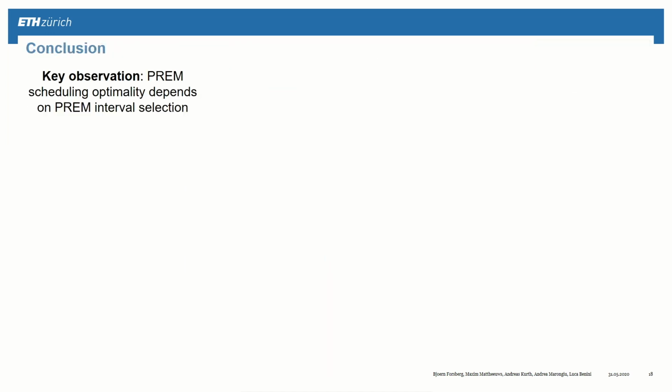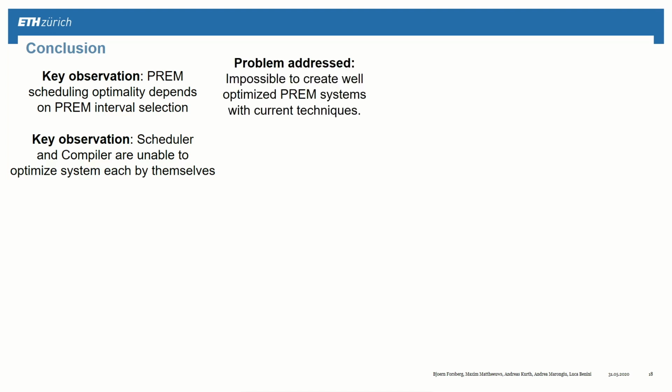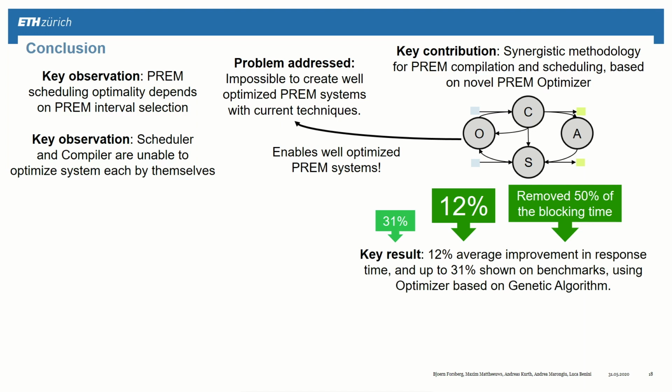So in conclusion, we have observed that scheduling optimality depends on PREM interval selection, but because the interval selection and the scheduling are disconnected, these 2 tools are by themselves unable to create an optimized system. Therefore, by using current techniques, you will never be able to reach the optimum even if you have individually optimal schedulers and compilers. Therefore, we propose a synergistic methodology for both compilation and scheduling based on a new PREM optimizer which solves this problem, as we saw in the key results, having a 12% average improvement in response time and up to 31%. Thank you very much for listening.